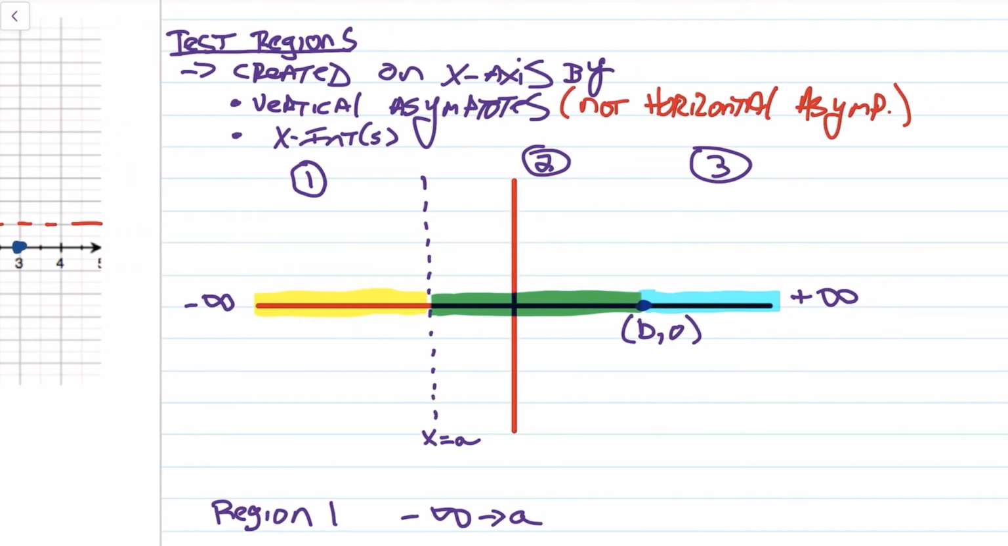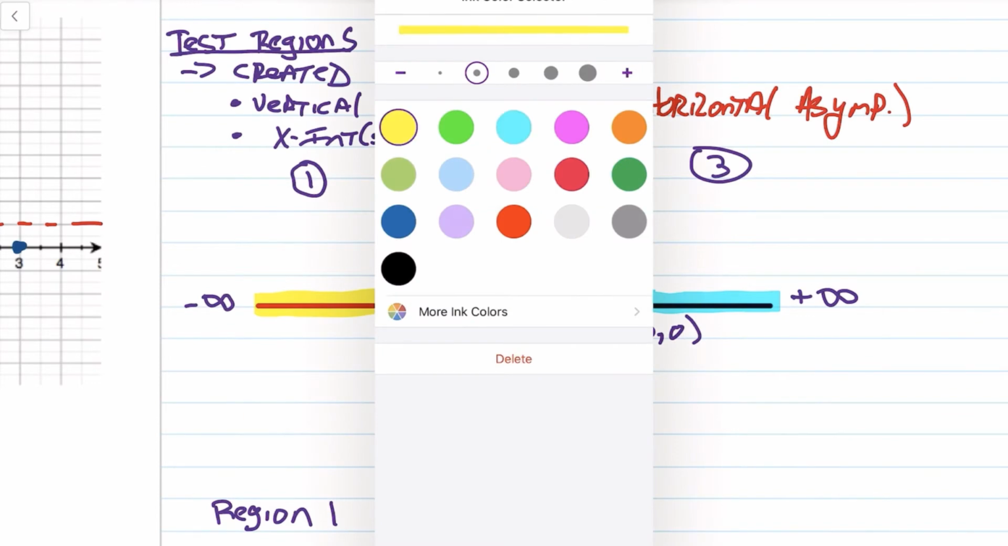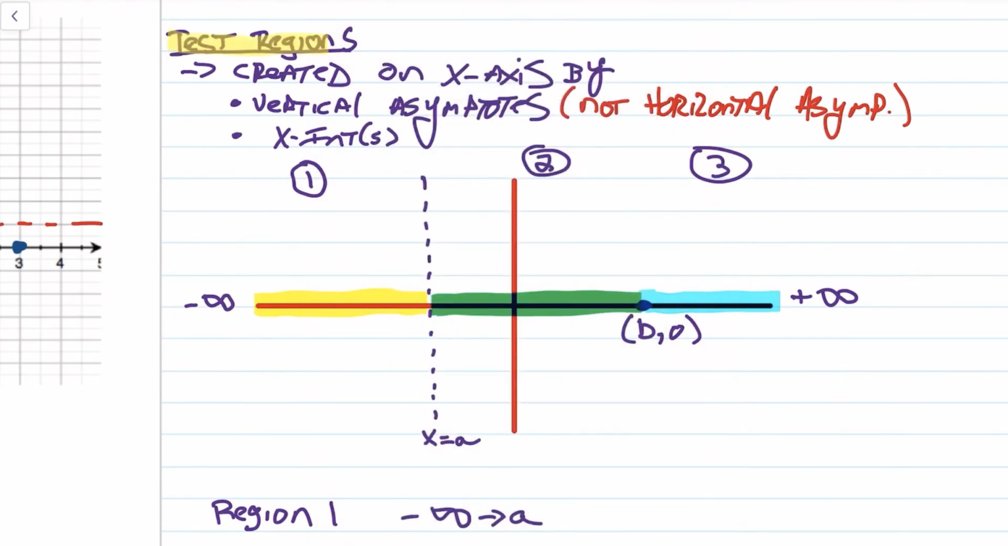So basically what we're going to do is use the x-axis to create our test regions. The test regions are going to be created on the x-axis, as I mentioned. So really we're just dealing with the x-axis. That's all we're concerned about. And the test regions are created on the x-axis by vertical asymptotes and x-intercepts. So I don't really care anything about horizontal asymptotes as far as the test regions go.